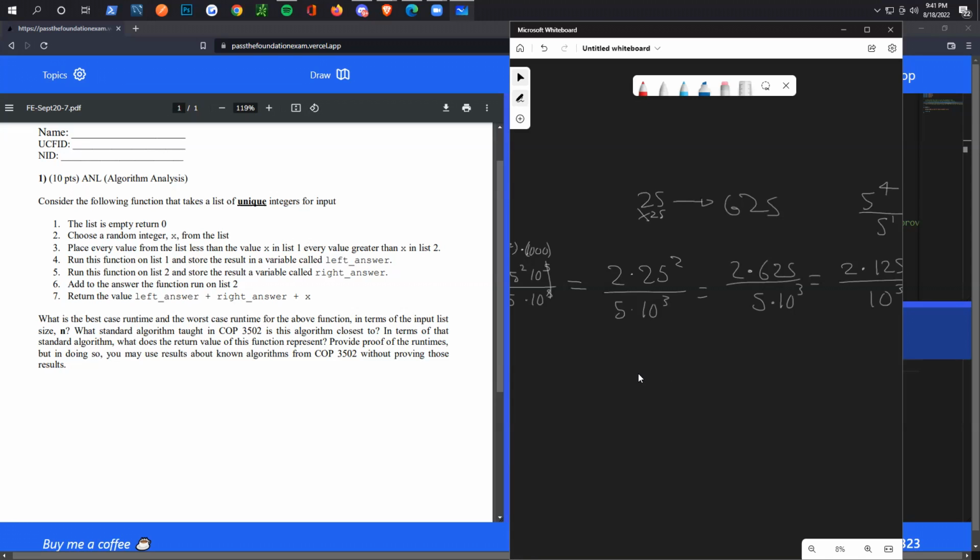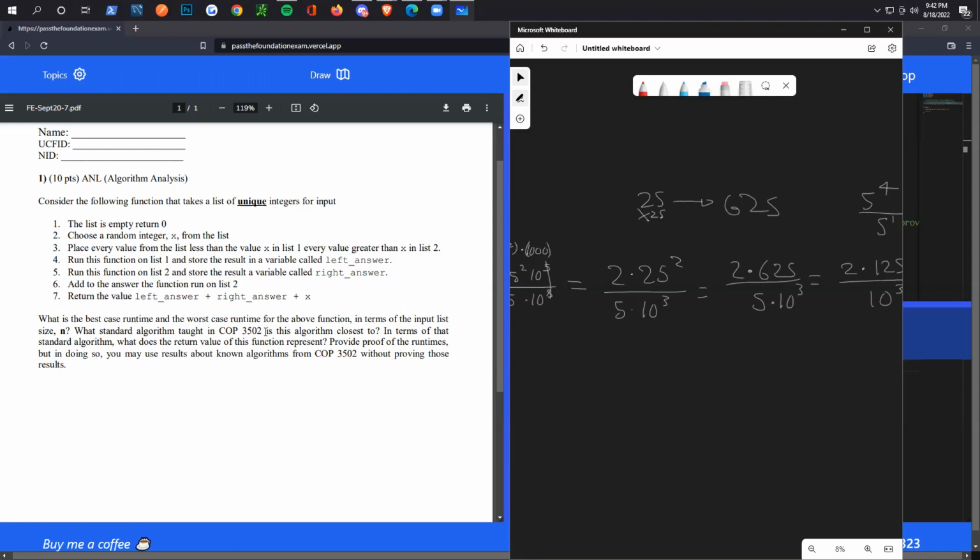I don't know who wrote this, but the whole idea is you pick a random integer from a list. You place everything that is less than it to the left and everything that is greater than that random number you chose to the right of it. I hope you can pick up something from that. And like they said at the very bottom, what's the best case and worst case runtime? What standard algorithm taught in CS1 is this algorithm closest to? There's an algorithm that is exactly like what this is right here.